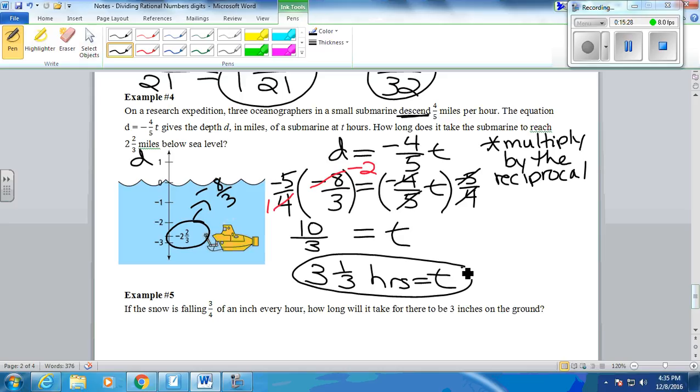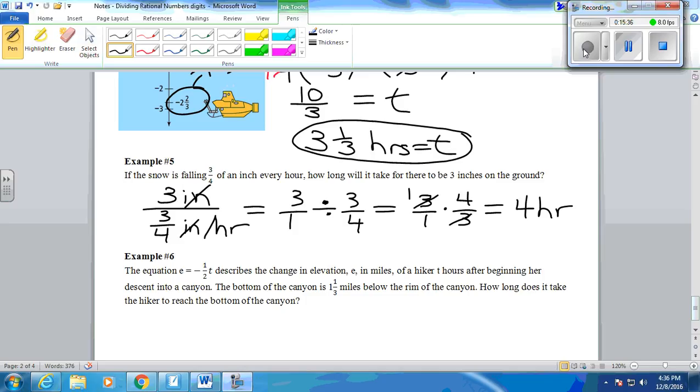I'd like to pause the video so you can work on number 5. I first set up a rate here that the snow was falling 3 inches, and every 3 inches, 3/4 of an inch per hour. So I'm trying to figure out my rate, that it's 3/4 of an inch. That's going in the denominator, 3 inches in my numerator. I'm rewriting it as a division problem, then rewriting it as multiplication, and then getting my final answer of 4 hours. Now, you might have set this up slightly different on your paper, but we should be arriving at the final answer of 4 hours.